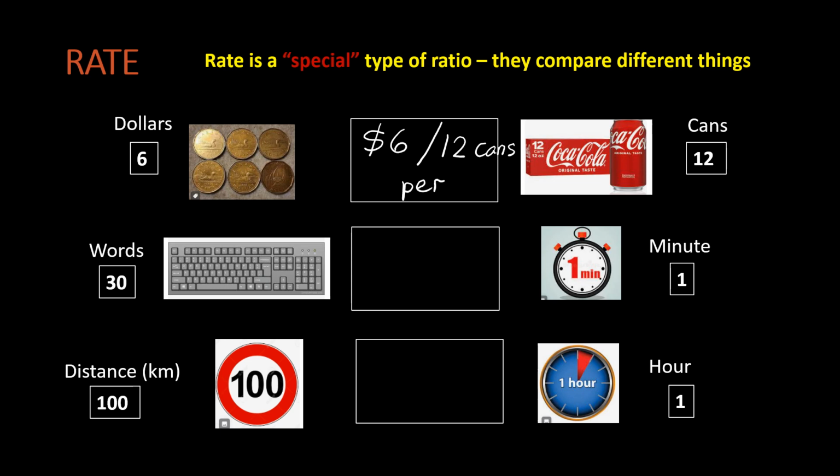Let's do the next one. We have words and minute. So we would say the number here is 30. So we have 30 words per minute. Again, we use the word per. Last one, we have 100 kilometers per 1 hour. So it's 100 kilometers per hour.